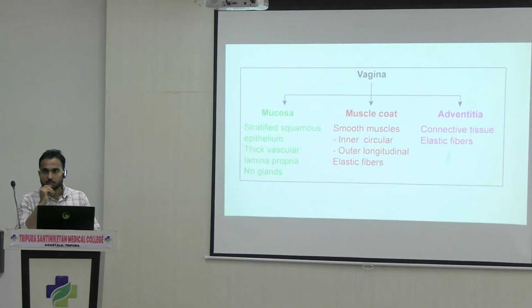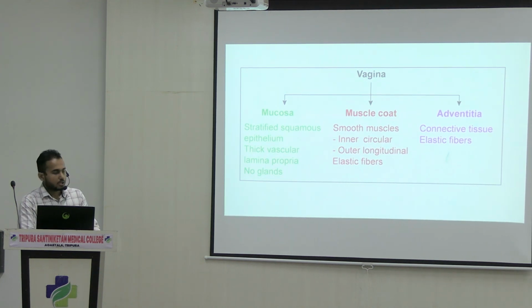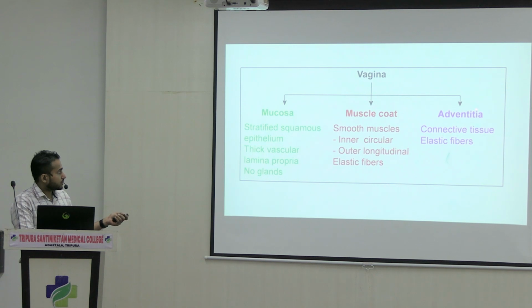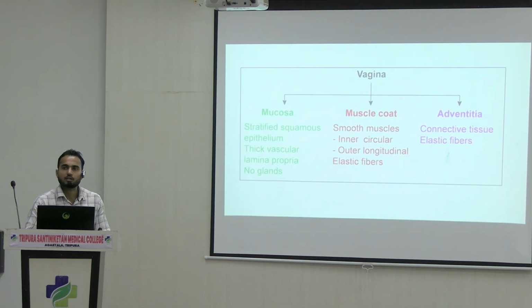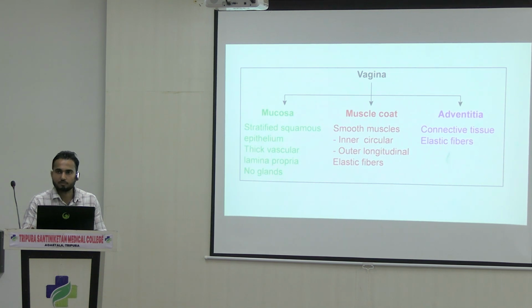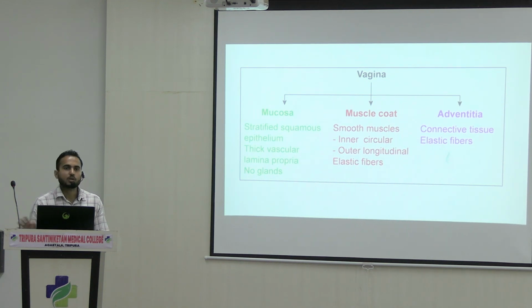Next is the vagina. Below the cervix, the vagina is present. What is there in the vagina? Three layers are there: mucosa, muscle coat, and adventitia. In the mucosa, as I said, it is the same as the lining epithelium of the lower part of the cervix near the external os, that is, stratified squamous non-keratinized epithelium. Next to that, the lamina propria is present, which is very thick in the vagina, where blood vessels, lymphatics, and nerves are present, but no glands. Glands are absent in this particular case.